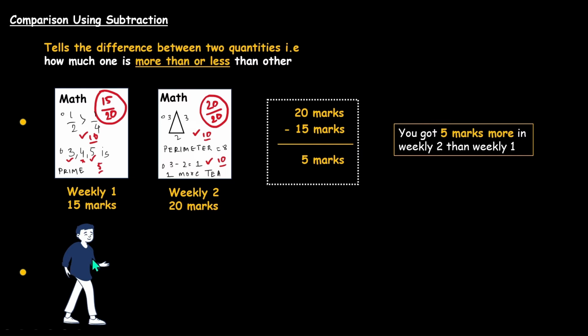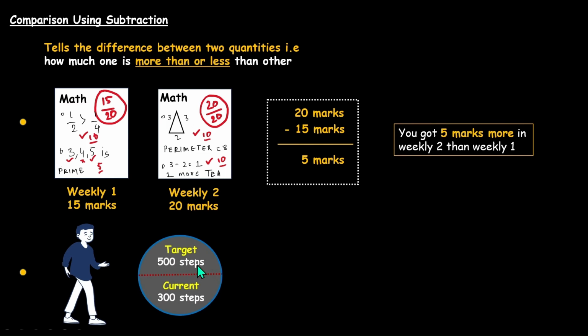Let's say I go for walking and I check my watch every time to see how many steps I've taken. And let's say I've set a target for myself of 500 steps, whereas I've only covered 300 steps till now. So what is the difference here?